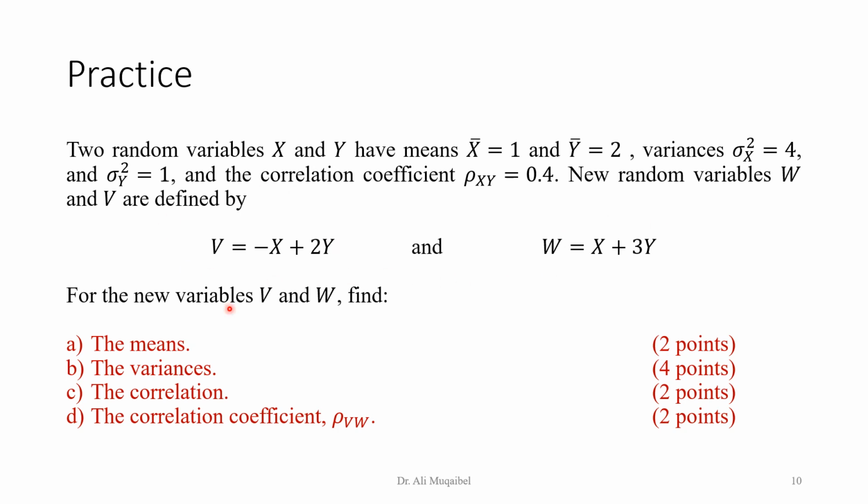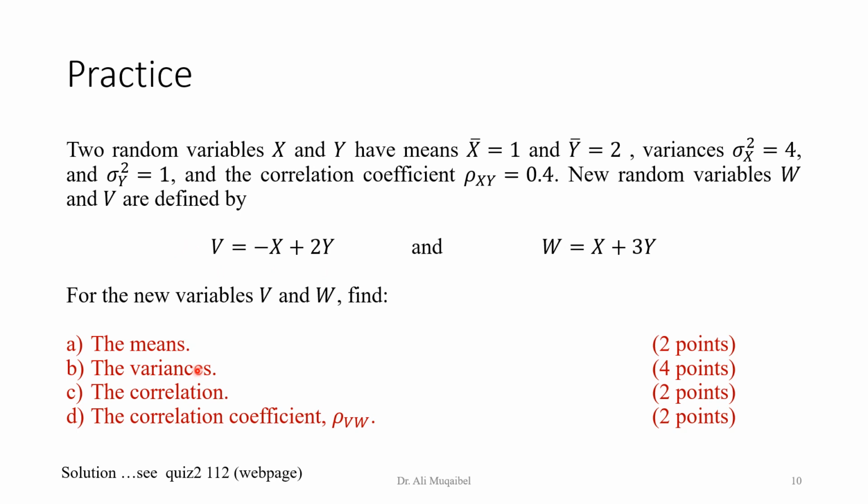This is simple, straightforward. We're not looking at PDF. We'll look at transformation later on. So for the new random variables, this is just simple mathematical operations. We have v and w. For the new variables, what would be the new means? I think this part is easy. So you can just take the expected value of both sides.